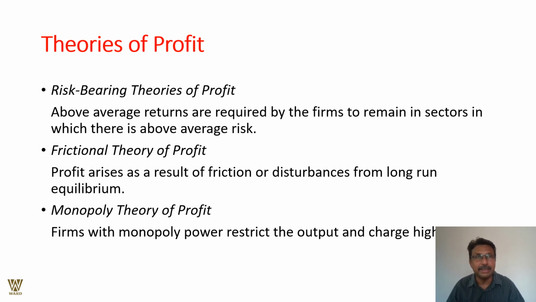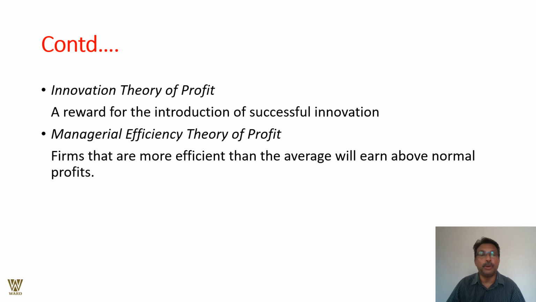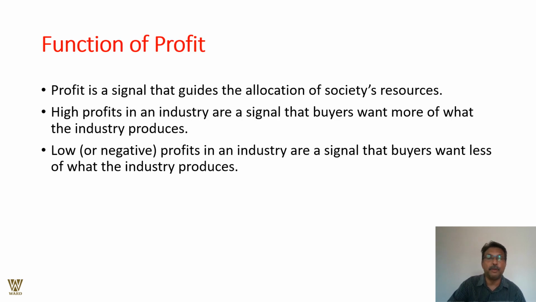As the scarcity kicks in, people are willing to pay more. So that's the advantage of monopoly. An artificial scarcity can be created. Innovation theory of profit: a reward for the introduction of a successful innovation, a newer product people are genuinely interested in. People are fascinated. So if you innovate, if you come up with a better product, people might lap it up. Managerial efficiency theory of profit: firms that are more efficient on average will earn more than the normal profit.